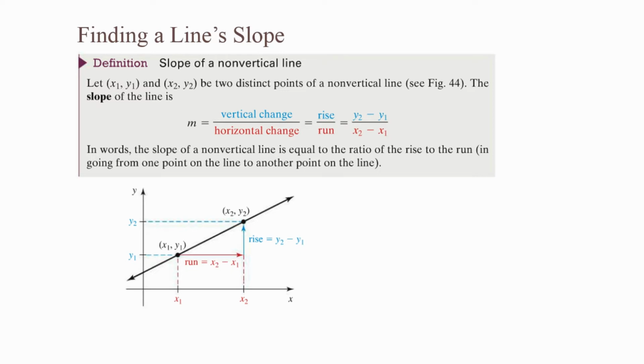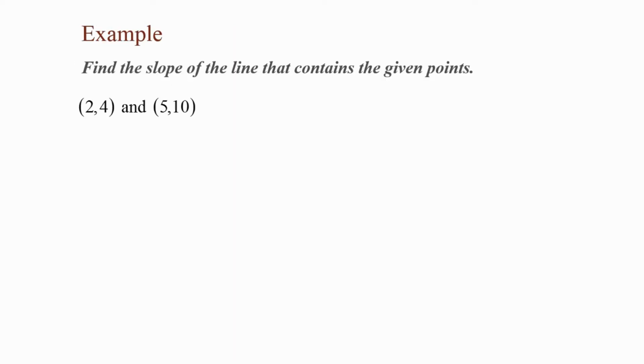It won't matter which point you start with as long as you start with that same point for both the rise and the run. In this example, we want to find the slope of the line that contains the points (2, 4) and (5, 10). We want to use our slope formula, m equals y2 minus y1 over x2 minus x1. Our point (2, 4) can be our x1 and y1, and (5, 10) are x2 and y2.